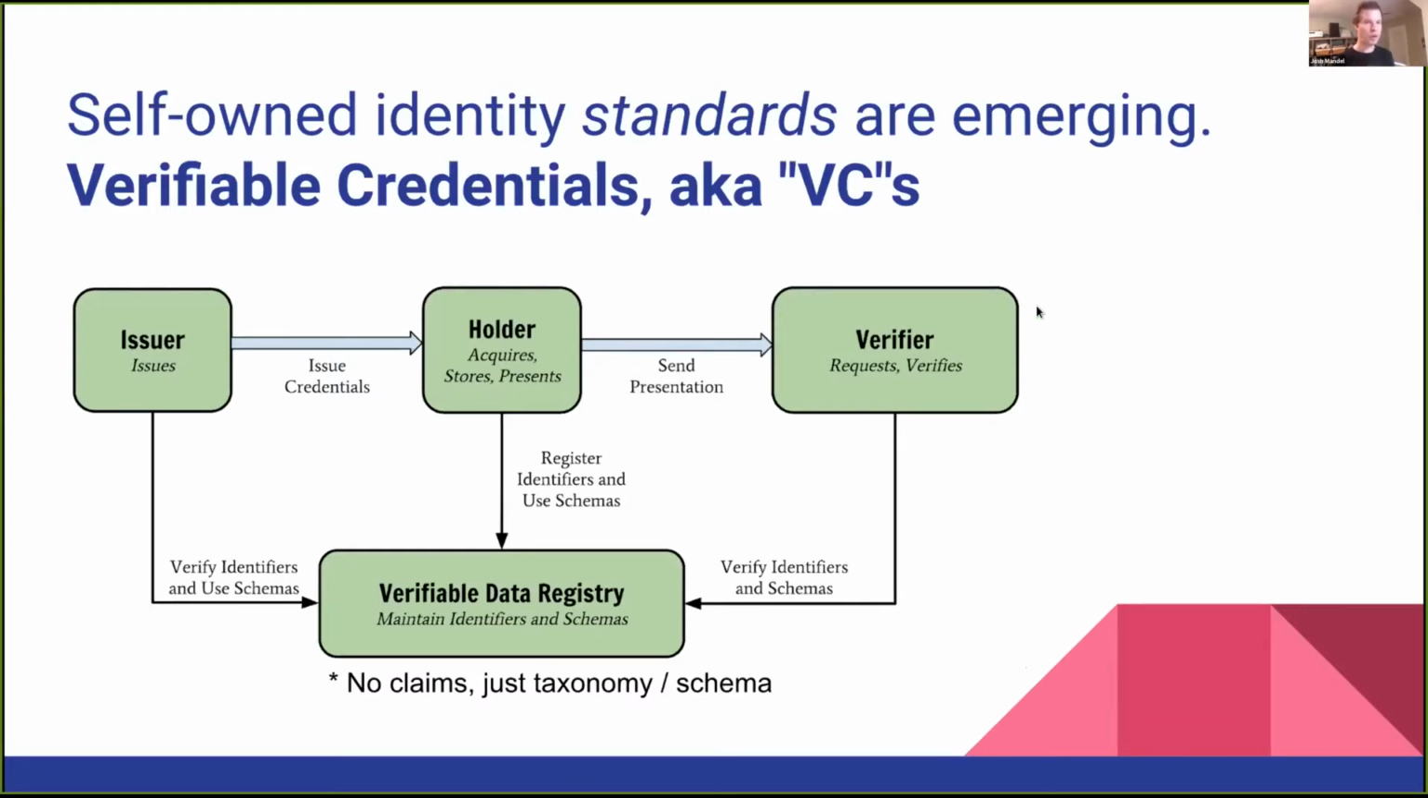And then the third important role is the verifier. So that would be, in my example, the local bar that wants to check my ID. When I present that credential to them, they're able to check it and make sure that it was in fact issued by the state without having to involve the state in that workflow. So those are the three key roles. The issuer gives me a credential and I present that credential to a verifier.